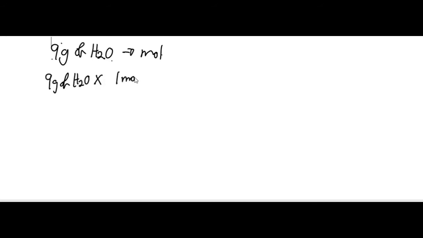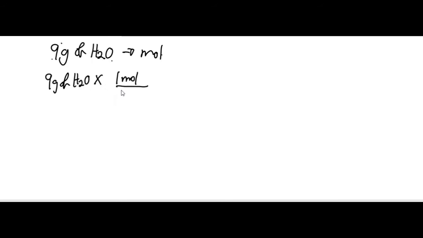Okay, now we're going to learn how to convert grams to mole. So, how to do that? So, let's pretend that we have 9 grams of H2O. We want to convert it into mole. So we have 9 grams of H2O multiplied by 1 mole over, if you can still remember, what is the molar mass of water?